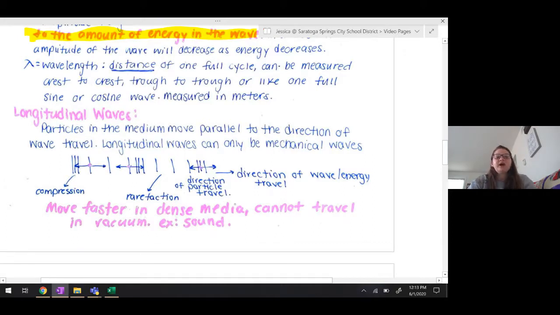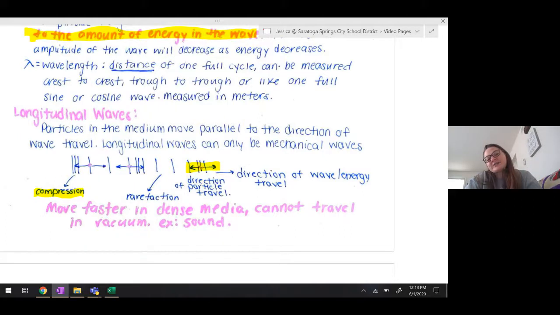So the parts of a longitudinal wave: we have the compression section, where the particles in the medium are very close together, and then we have rarefaction, where the particles are separated out. As the wave travels to the right, the particles in that medium vibrate back and forth. And these types of waves, longitudinal waves, move faster in denser media.